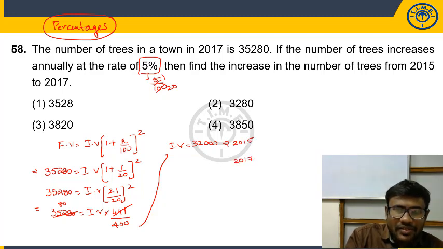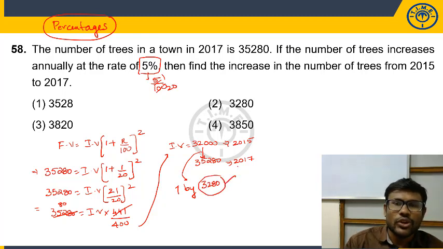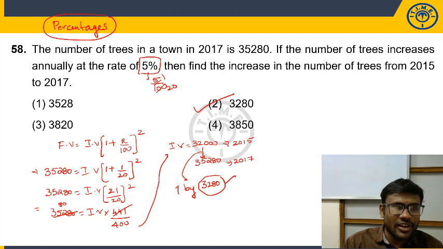In 2017 it was how much? 35,280. So how much is the increase? Increased by 3280. Which option? Option number 2 is your answer. Okay. Is that clear? Okay. Next question. Okay, this is the first method.